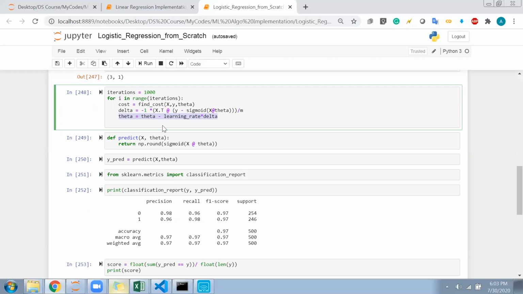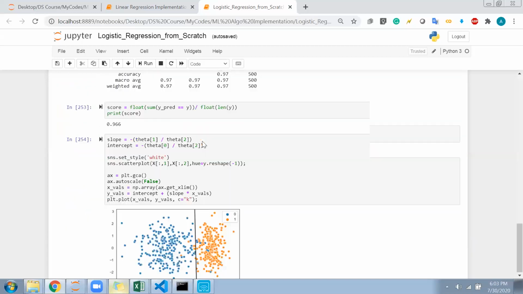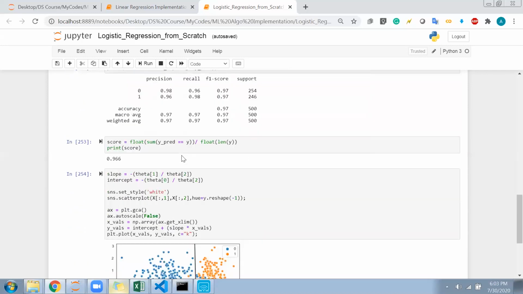I have already run this code. This is the classification report which I have got, and this is the score. If my y predict is equal to y, then it will mark it as 1, and I will divide it by the length of y. Using this I will be able to get the score. I have got 96.6 over here, so it's pretty good accuracy.